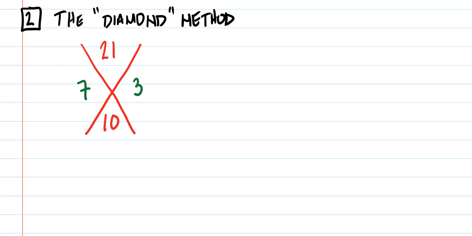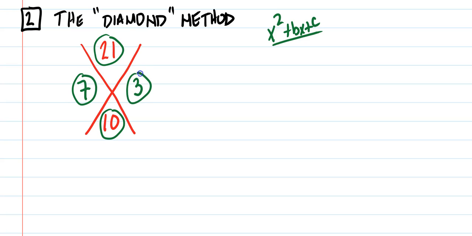Okay, I want to talk to you about something called the diamond method. And the diamond method is a way to help you sort of organize all problems in the form of x squared plus bx plus c. This is what we're doing. So notice the relationship I have over here. I have a 21 on top, I have a 10 on the bottom, I have the number 7 on the left, and I have the number 3 on the right. I wonder, do you notice anything about these numbers? Do you notice a relationship about any of these numbers? Think about it for about a minute and see if you can come up with something.